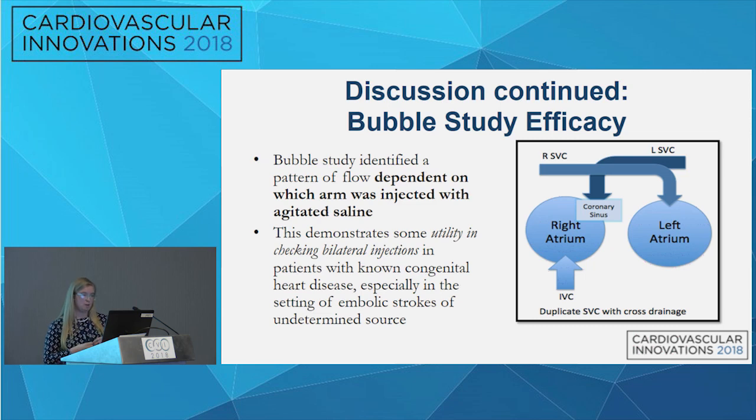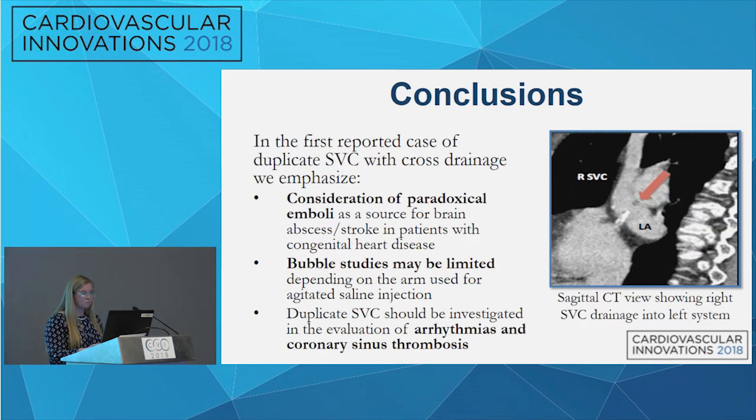So the last important concept here is that the bubble study did identify a pattern of flow that was dependent upon which arm was injected with agitated saline. So because she happened to have a right peripheral IV in place, when saline was injected to that arm, it showed the right to left shunt, but had it been injected into the other arm, we would not have seen the abnormality. So there may be some utility going forward in checking bilateral injections in patients with known congenital heart disease, especially in ESUS, embolic strokes of unknown source, or brain abscess.